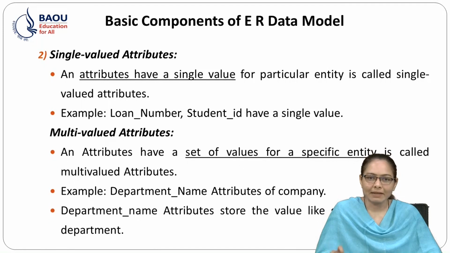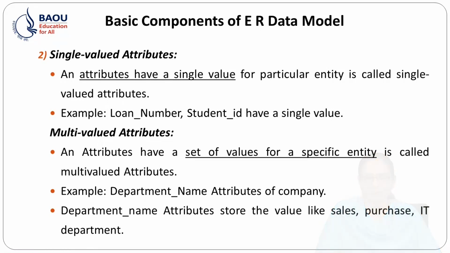Now what is multi-value attributes? The attributes that have a set of values for a specific entity are called multi-value attributes. For example, the department name attribute of a company. The department name attribute stores values like sales, purchase, IT department, etc. It is a multi-value attribute. The company has more than one department. The department name has more than one value. So it is called the multi-value attributes.